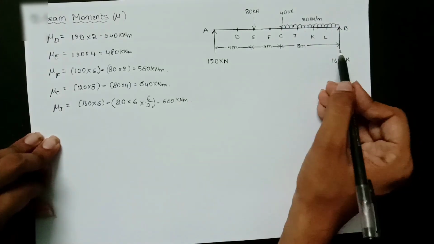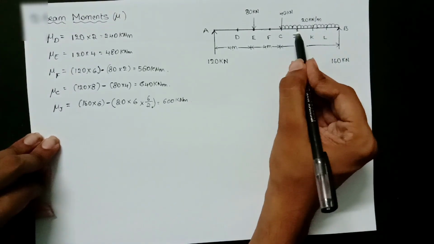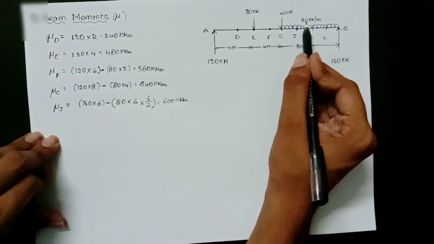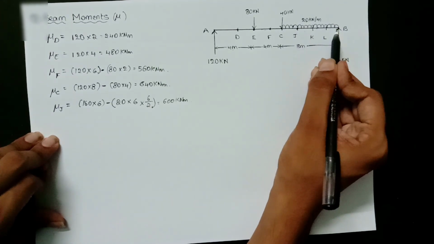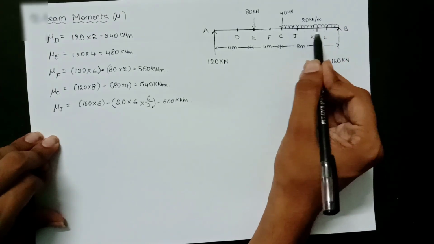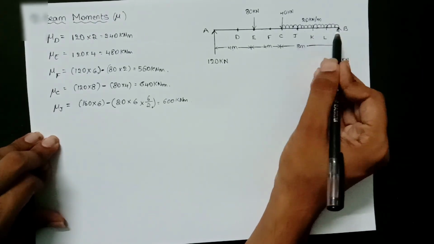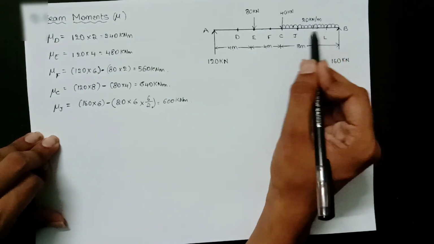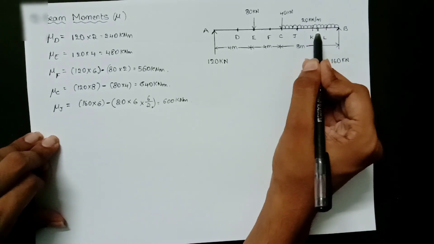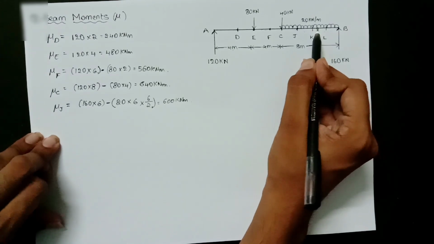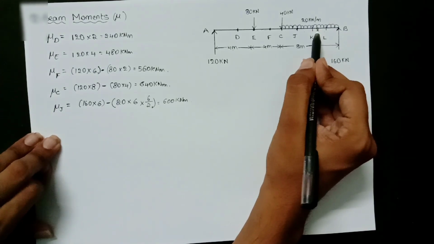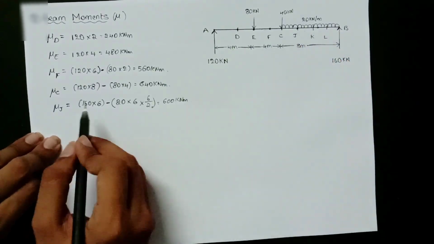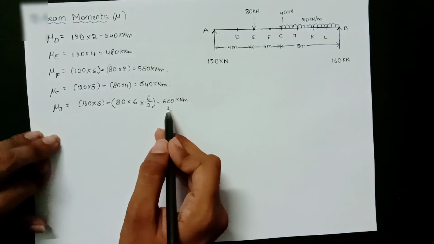So 160 into perpendicular distance, which is 6 meters. Now for UDL, load intensity into length of UDL. The length of UDL is 6 meters, and the point to center of UDL is 6 by 2. If the total length of UDL is 6 meters, then the center point of UDL will be 6 by 2, and it is obtained as 600 kilonewton meter.